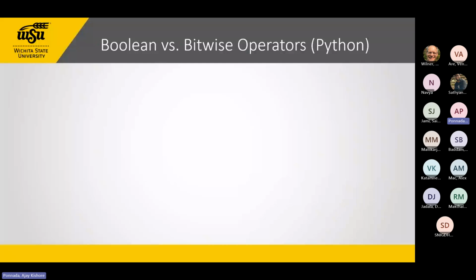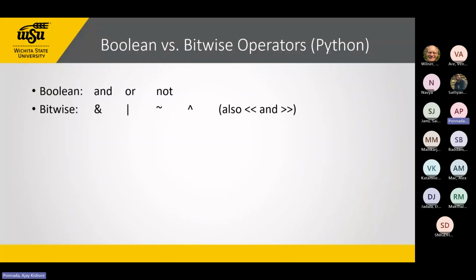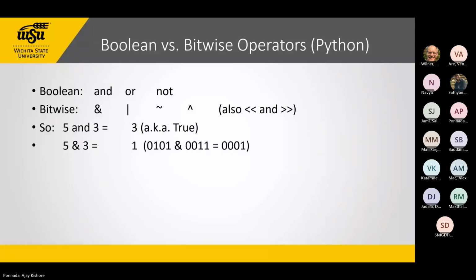And yep, Boolean, bitwise operations. Boolean's gonna be and, or, not. Bitwise gonna be and, or, not. Ampersand. Increment, decrement. 5 and 3, true, right? 5 and 3 is true. 5 ampersand 3 bitwise is gonna be 0 0 0 1. That's 1. So what does ampersand do?